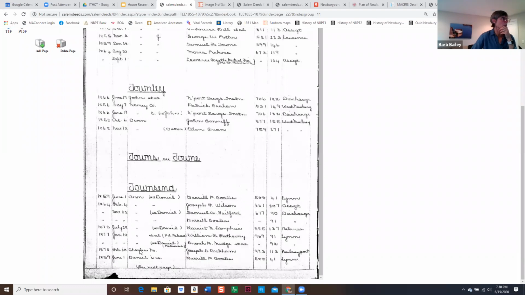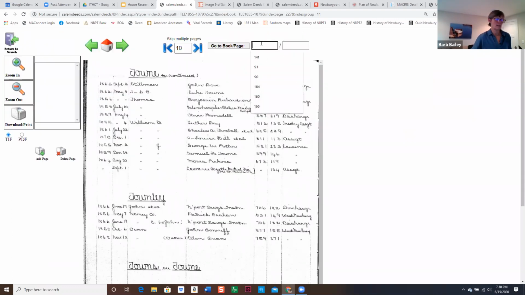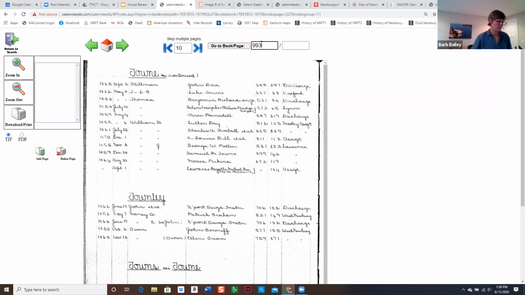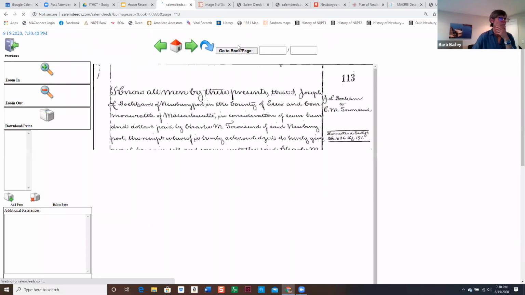Okay, so here's Charles M. Townsend, and it gives me a book and page number. And it says that he got it from Joseph L. Dockham. So let me go to this book and page. So 993-113. I'll go up to the top, type in 993-113. I'm going to go to the book and page.